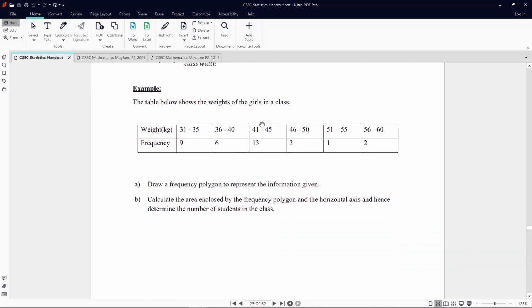So let's look at this one. The table below shows the weights of the girls in a class. The weight is given in kilograms. So 31 to 35, 36 to 40, 41 to 45, 46 to 50, 51 to 55, 56 to 60. And these are the frequencies. So before we move on, what's the class width for each of these classes?